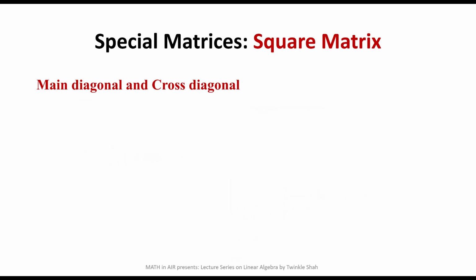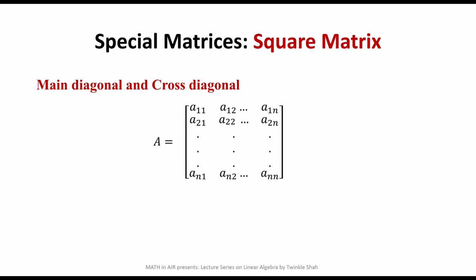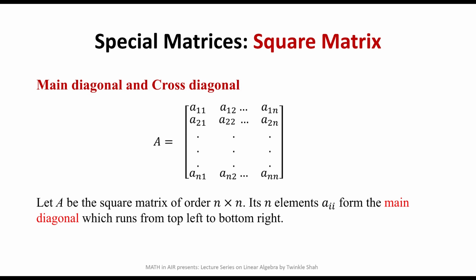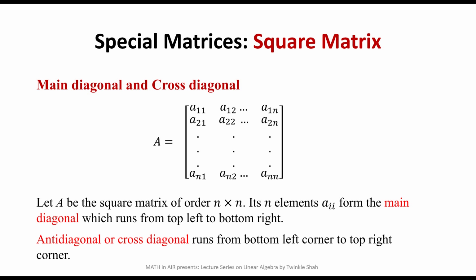Now let's understand the definition of a main diagonal and cross diagonal. For example, let A be the square matrix of order n by n. Its n elements A sub ii form the main diagonal, which runs from top left to bottom right. Antidiagonal or cross diagonal runs from bottom left corner to the top right corner.